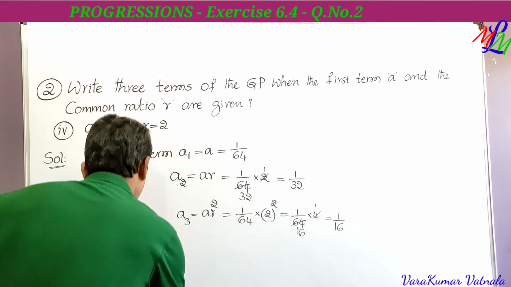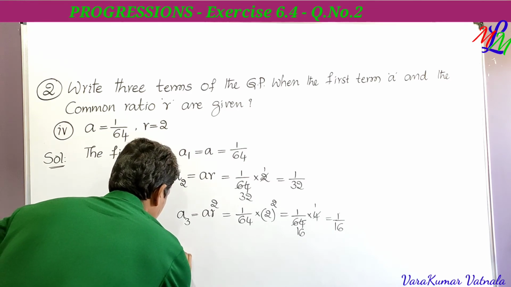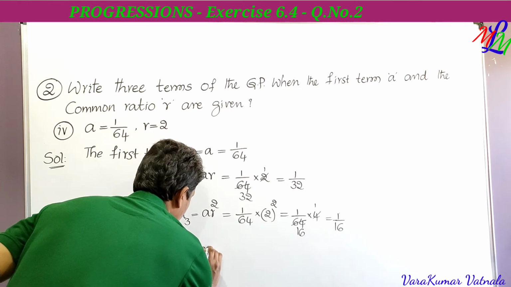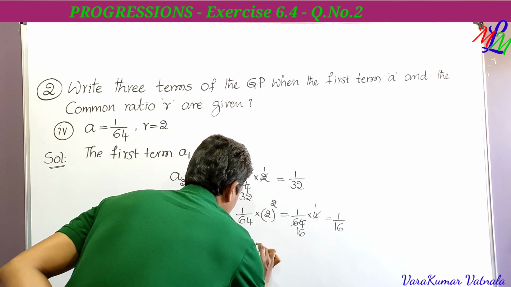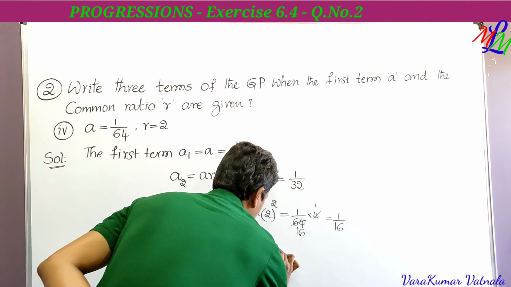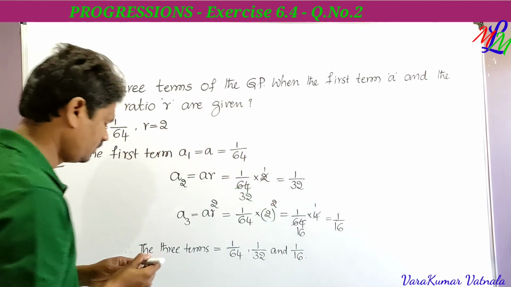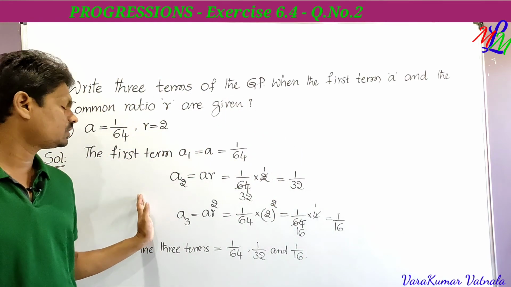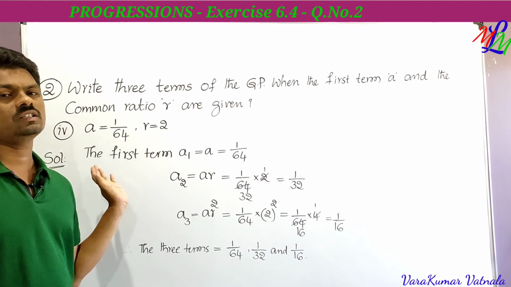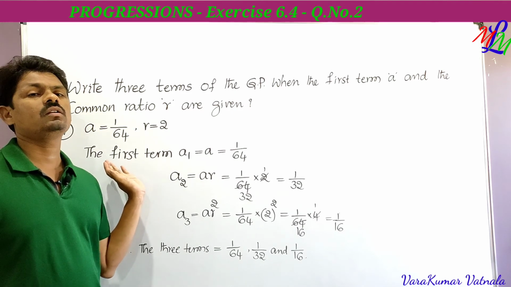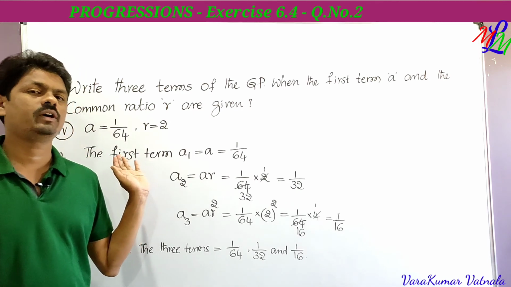Therefore the 3 terms are, what are the 3 terms? First term is 1 by 64, second term is 1 by 32, and the third term is 1 by 16. So these are the 3 terms of the given geometric progression. So this is the fourth bit in the second problem. So there are totally 4 bits. All 4 bits we have completed. So this is the second problem in the exercise 6.4.